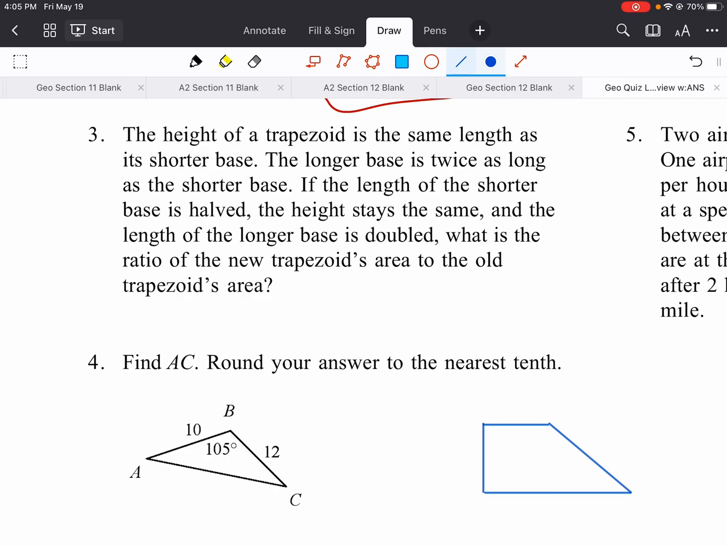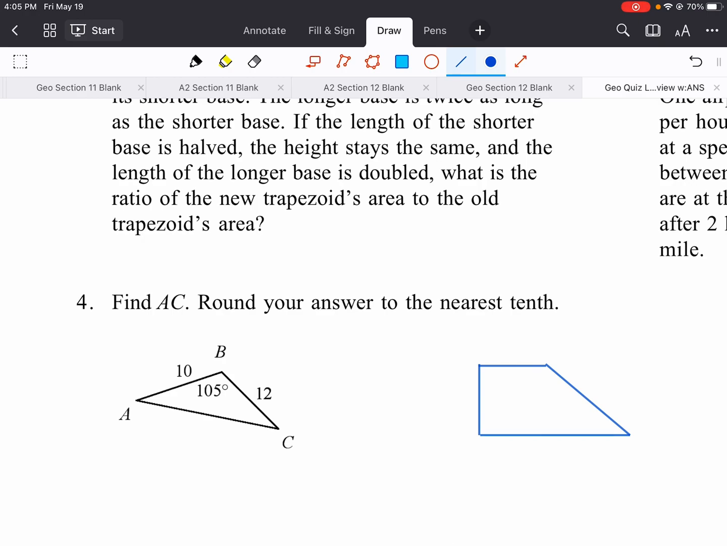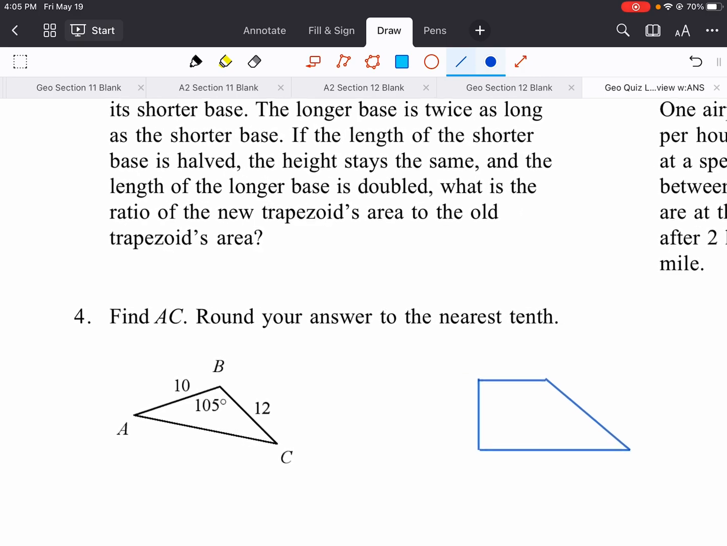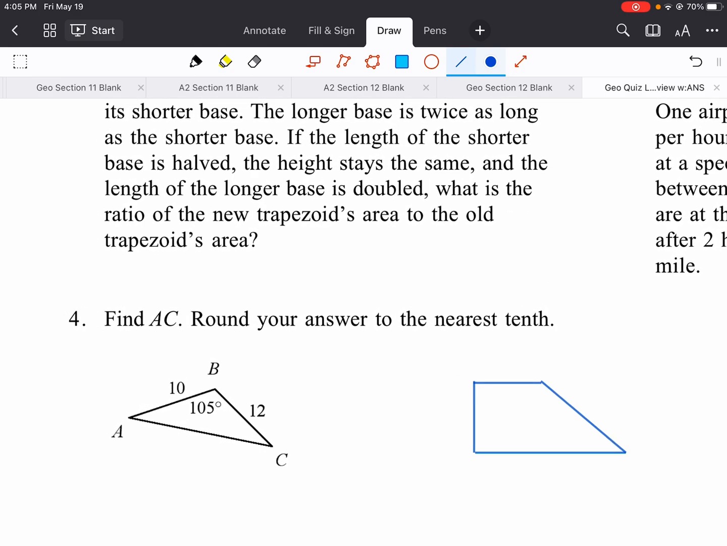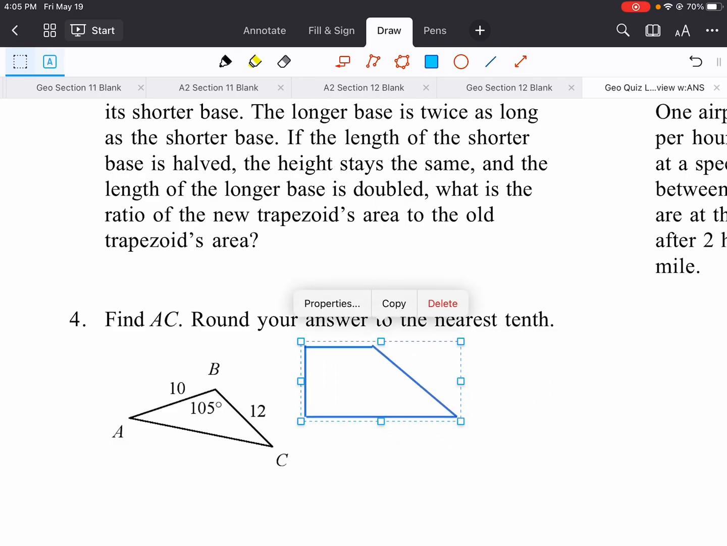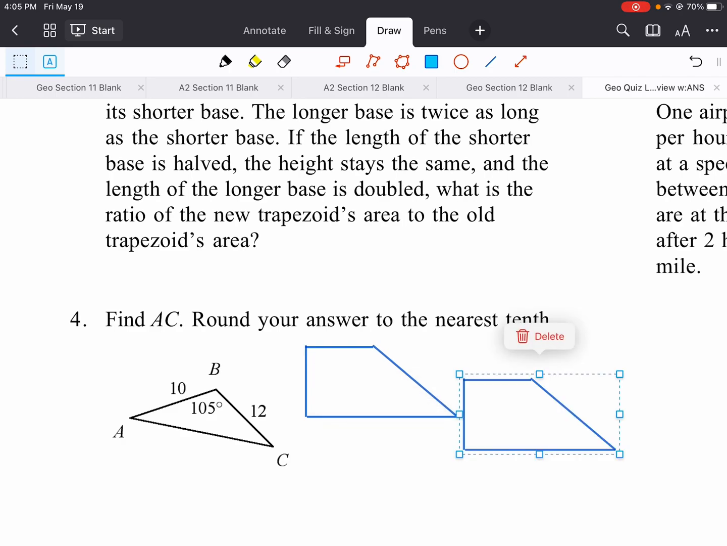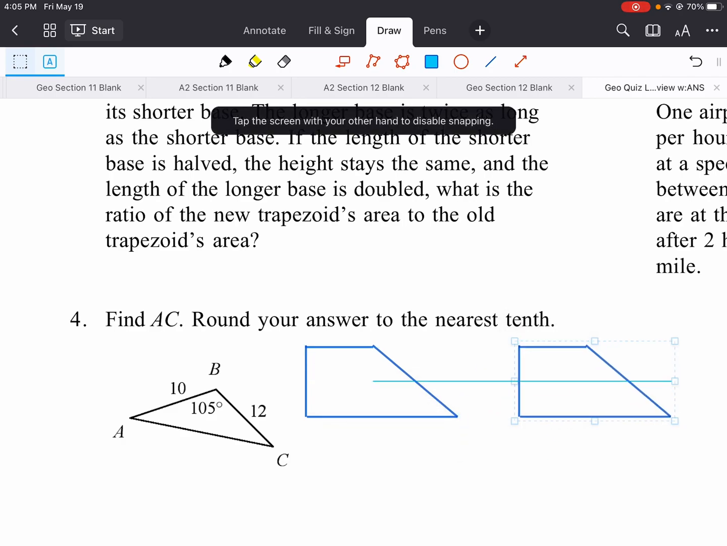If the length of the shorter base is halved, the height stays the same, and the length of the longer base is doubled, what's the ratio of the new area to the old area? Oh my. All right, so what I would recommend doing is, let's copy paste this, and let's make some adjustments, okay? And so let's repeat this, and let's do all the changes they recommended here.